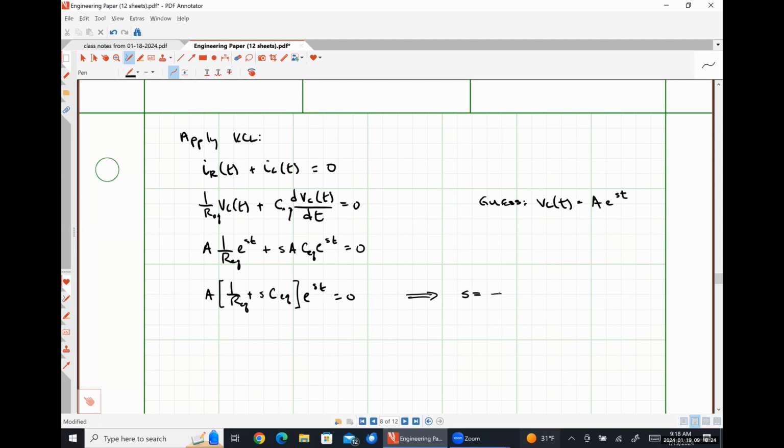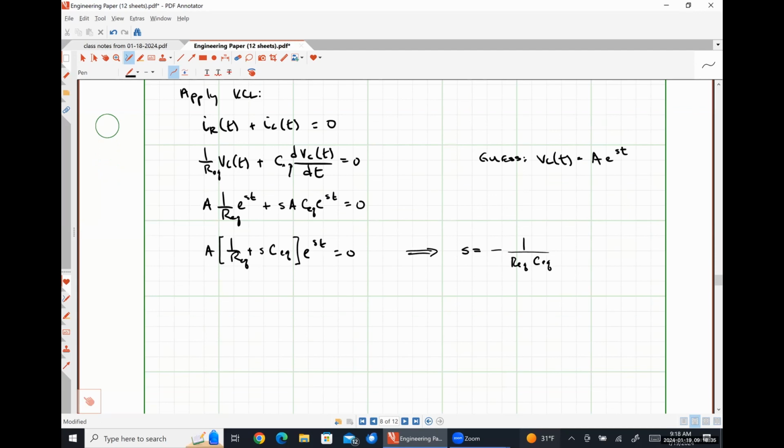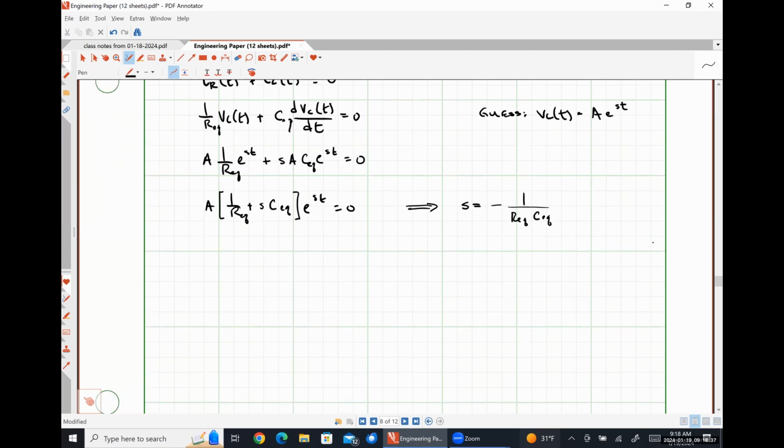Yep, so -1 over the resistance times the capacitance. Absolutely right. So -1 over REQ CEQ. Okay. So we know that VC is then A e to the negative t divided by REQ CEQ, and we're going to find A just like we did before.